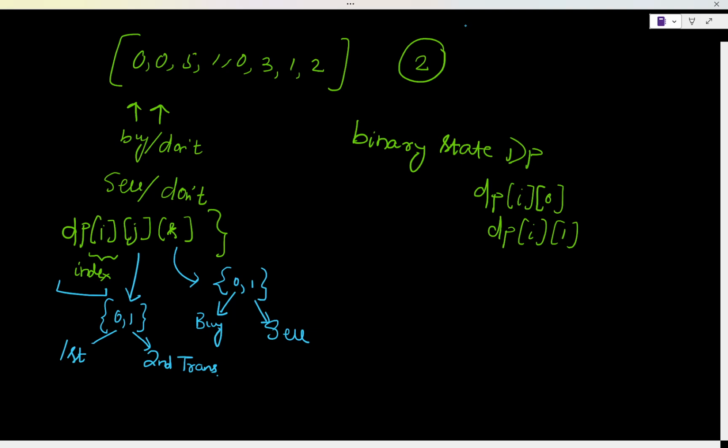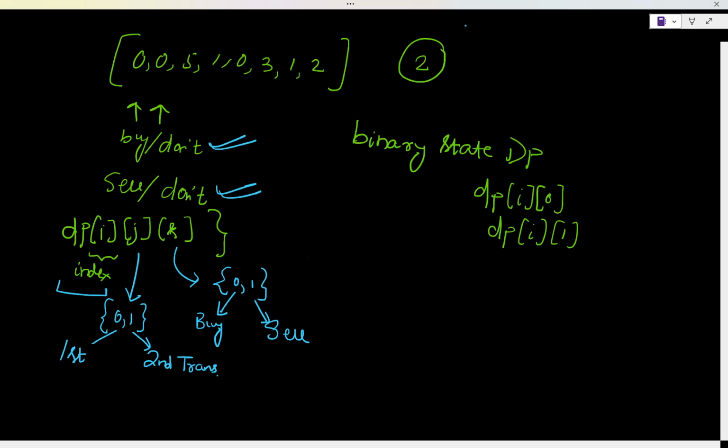So apologies for an error that I made a few seconds back. The state does not represent buy or don't buy, or sell or don't sell. For this particular solution, I have kept it as either you do a buy type of transaction or you do a sell type of transaction. Whether you actually buy or don't buy, sell or don't sell, will be handled through code. But for the states, this is how I have defined them.